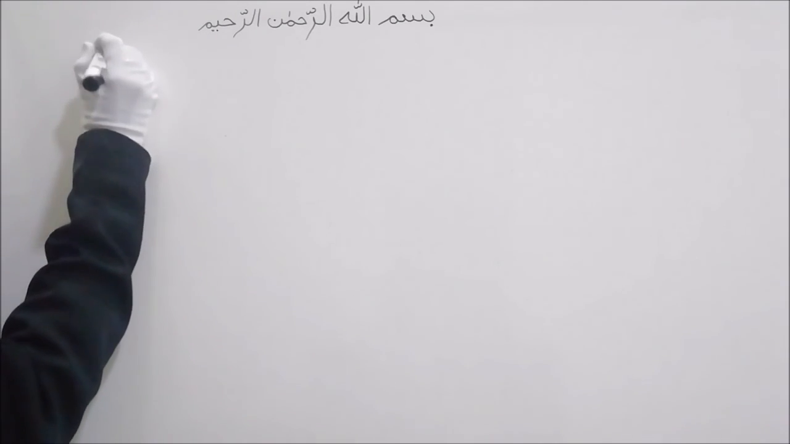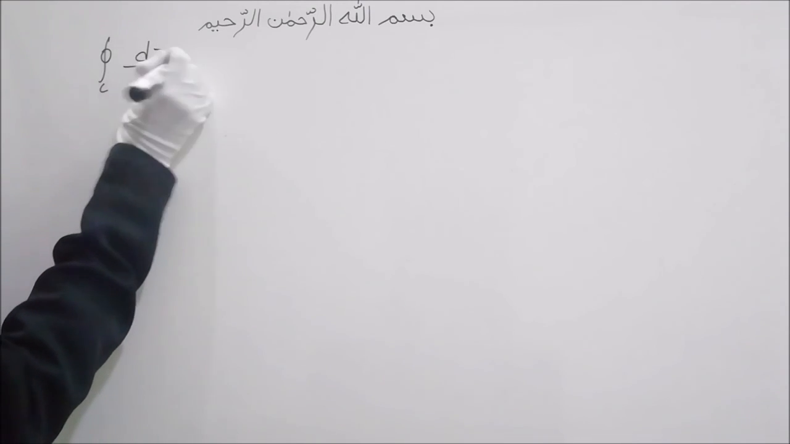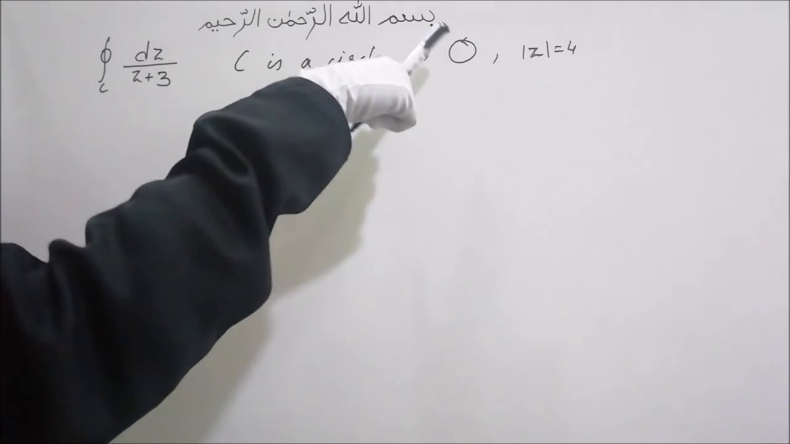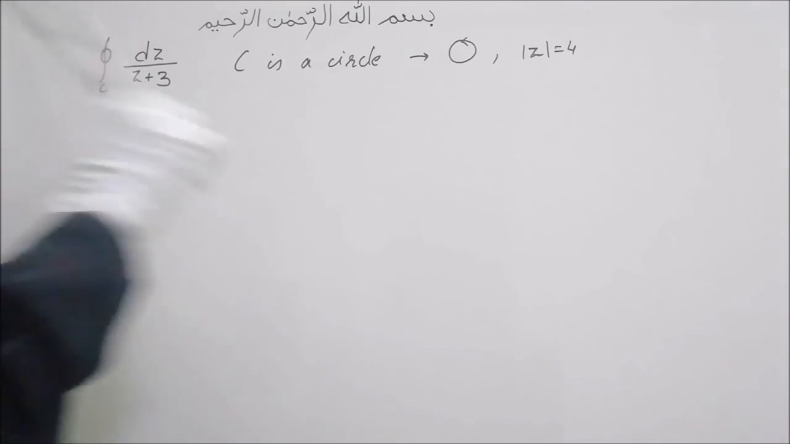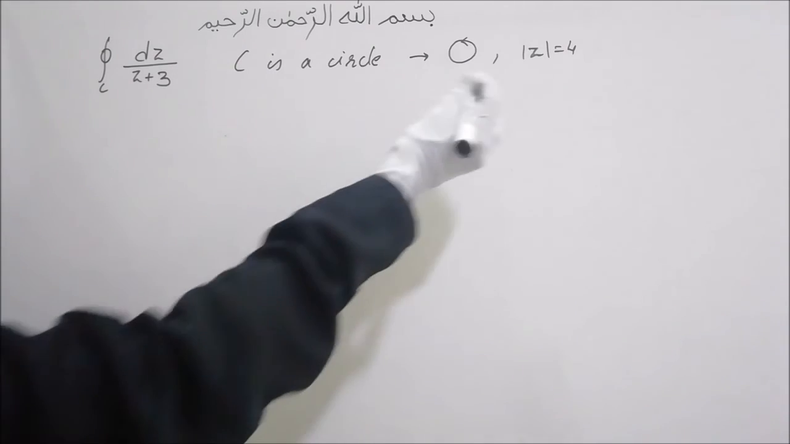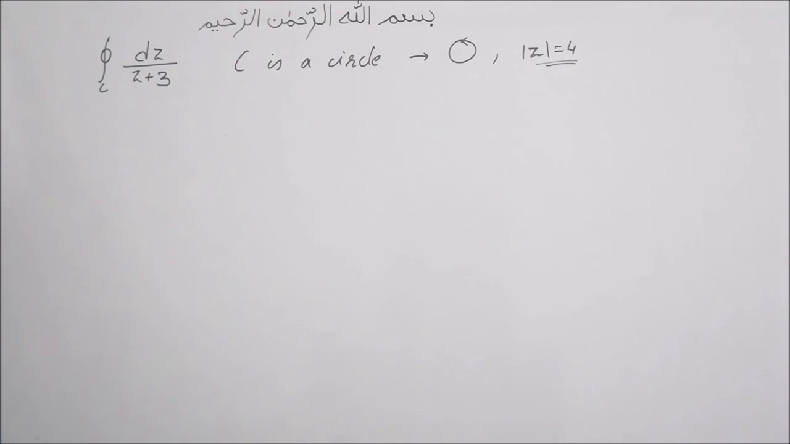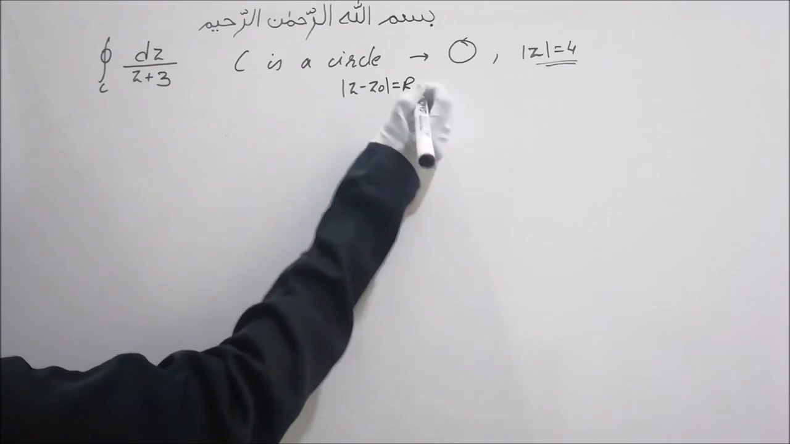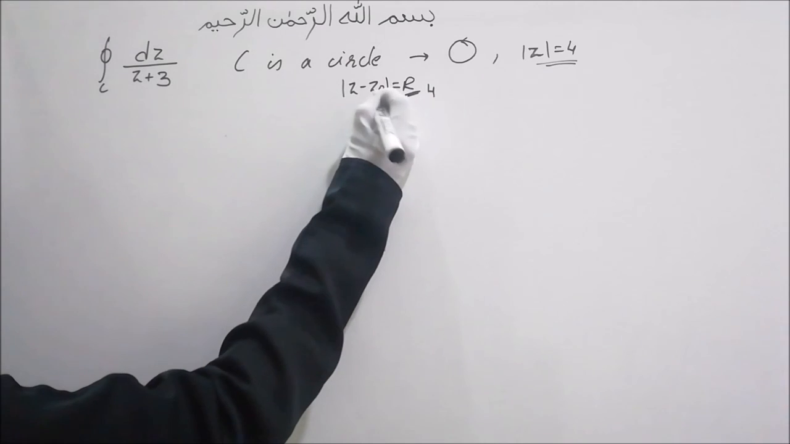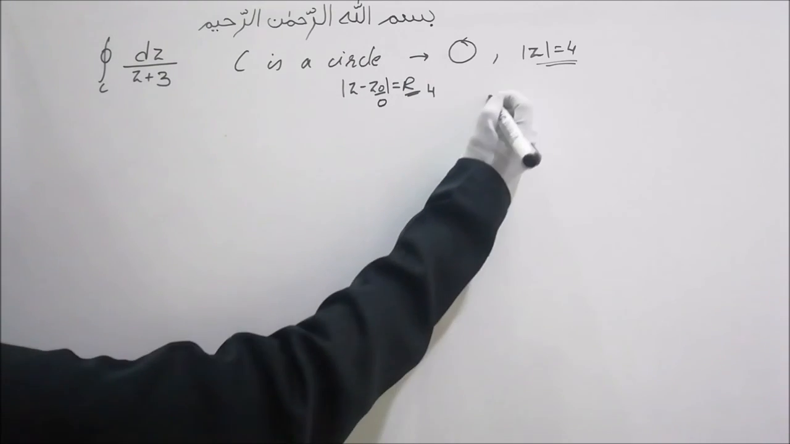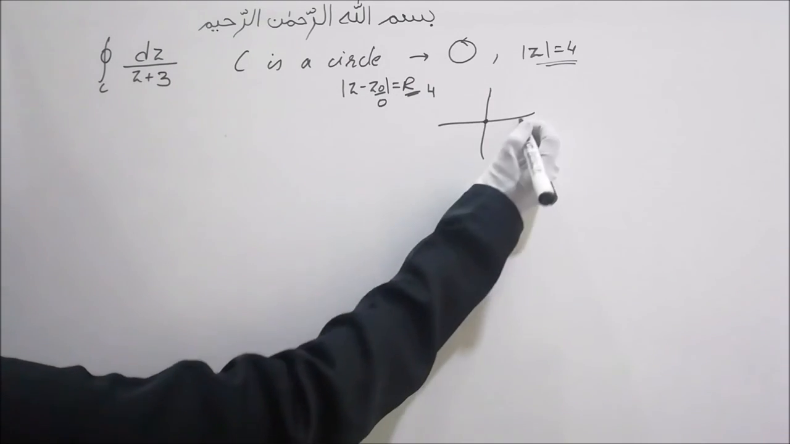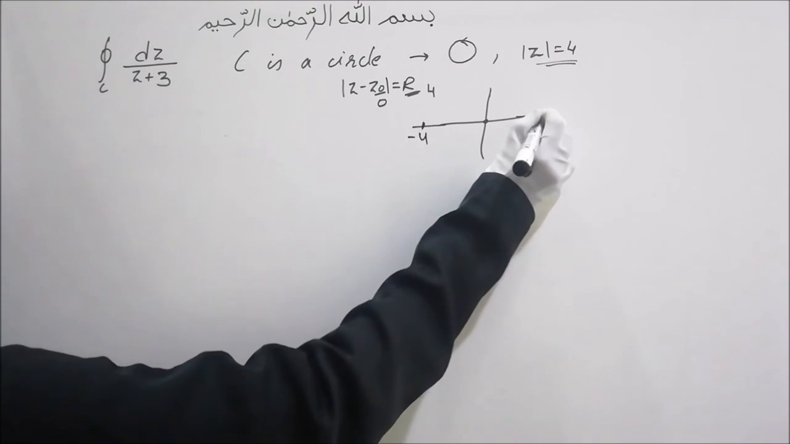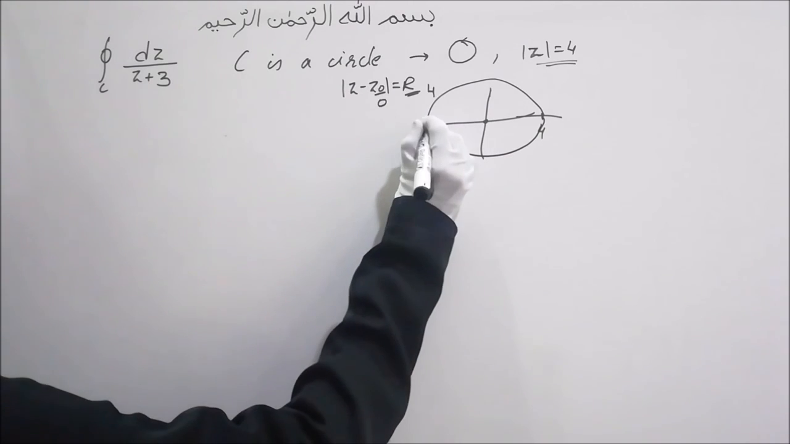Let's take an example. We are having closed integration over C dz upon z plus 3, where C is a circle traversed in the anti-clockwise direction, and we are having mod of z equals 4. This is the region of convergence, which we know is written as mod of z minus z0 equals r. So r here, the radius, is 4, and z0, the center of our circle, will be 0. So we'll plot a circle with center 0 and radius equals 4. So plus 4 on this side, minus 4 on this side, and we'll get a circle like this.